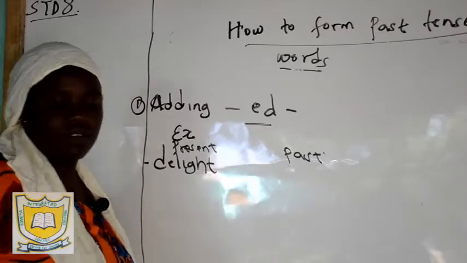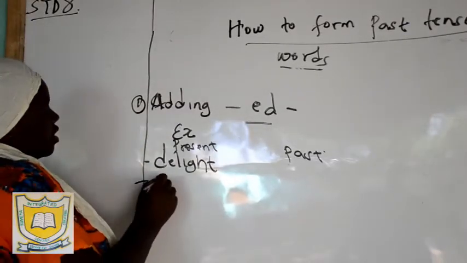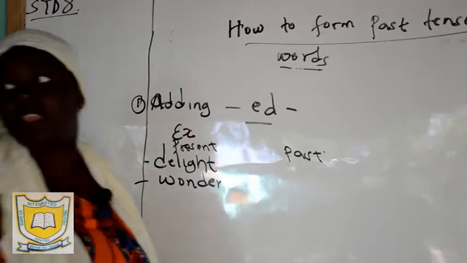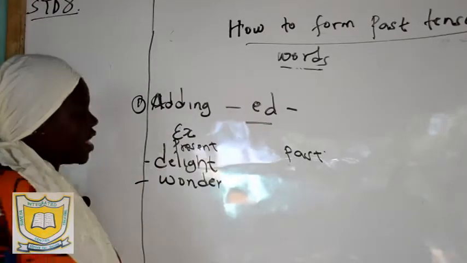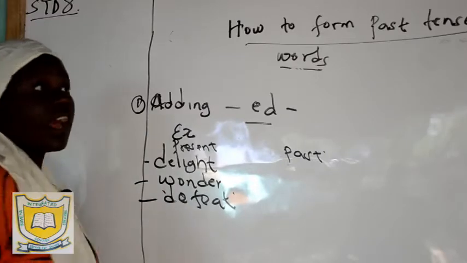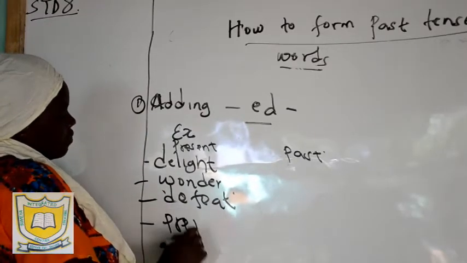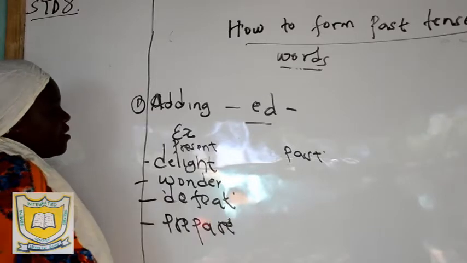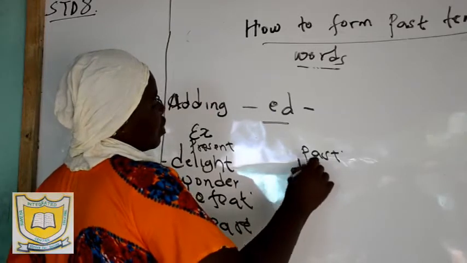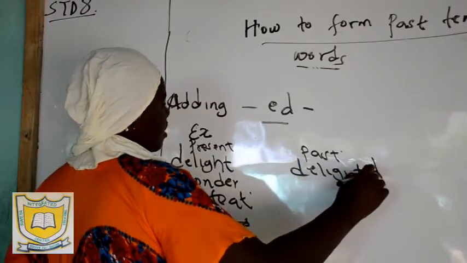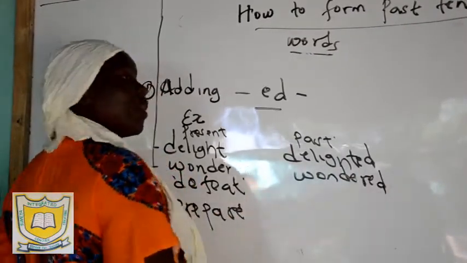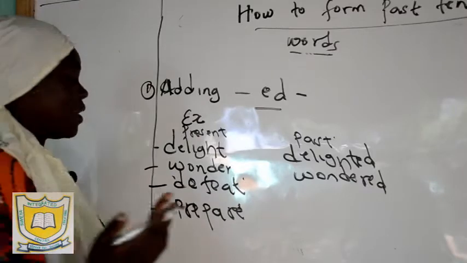So I have delight, which is the present tense. I have wonder, which is also the present tense. That means now, or whatever is happening in the present time. And then you have defeat, and then you can also have prepare. Now, if I want to form the past tense of these words, I'm going to add an ed. For example, it is going to be delighted. Next one is going to be "I wondered what was happening." That means you are wondering no more, whatever happened in the past.